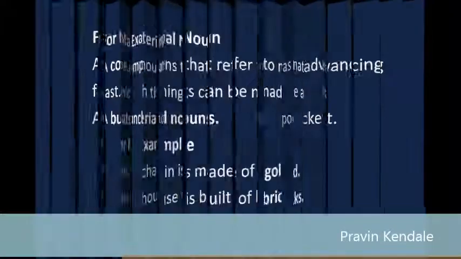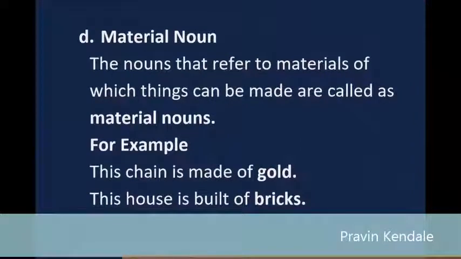D. Material noun. The nouns that refer to materials of which things can be made are called material nouns. For example, this chain is made of gold. This house is built of bricks.